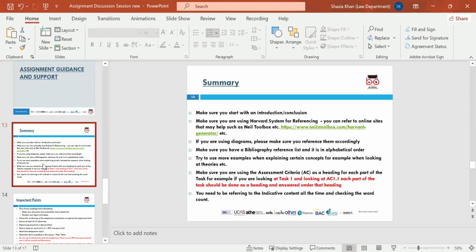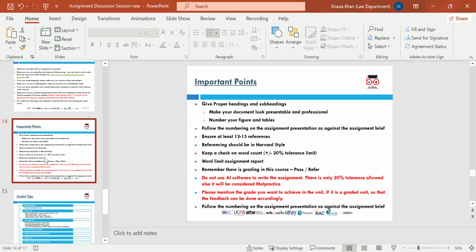Again, if you're using diagrams, make sure you reference them, because that's so important. Make sure you have a bibliography and it's in alphabetical order. Make sure you use examples if you can, and also refer to the assessment criteria. Another thing is your grammar. Make sure your grammar is not American style. People sometimes use American spellings. You need to use English command verbs.